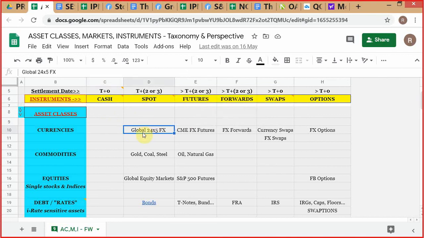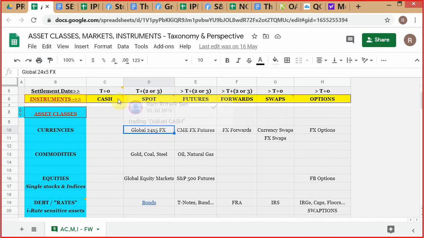But spot is a very actively traded instrument. Currency spot is the biggest market in the world, just for your information. Sorry, not 500 billion, it is 5 trillion dollars a day, like 5.3 or 5.6 trillion dollars a day in the last survey that we had. This is actually the biggest market in the world, the spot market for currencies.